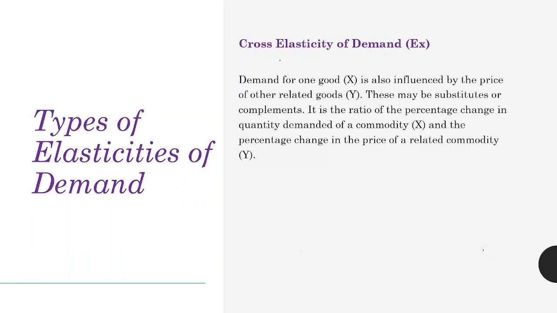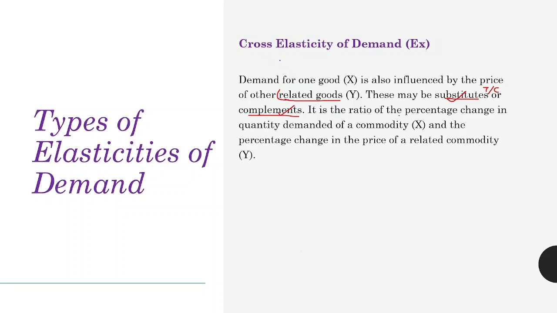Now the third one is cross elasticity of demand. So cross elasticity of demand is influenced by the price of related goods, and do remember that related goods could be substitutes or complements, as we have talked in our former videos about what is substitute and what is complement. For example, for substitute you can take tea and coffee, and for complement you can take bread and butter. Okay, so in cross elasticity we do not take the price of the product, we take the price of the related product and then see what is the change in the demand.